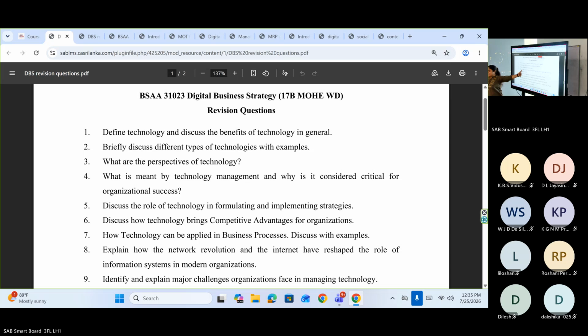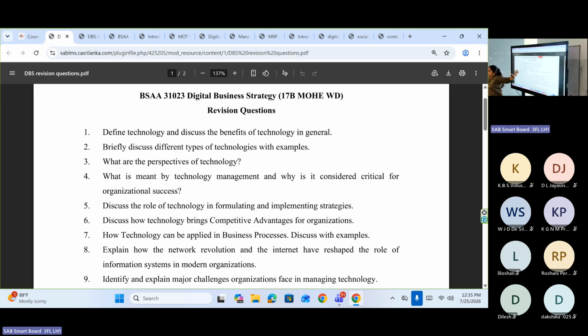And this, technologies and examples. Use computers and applications like that. So you just discuss.